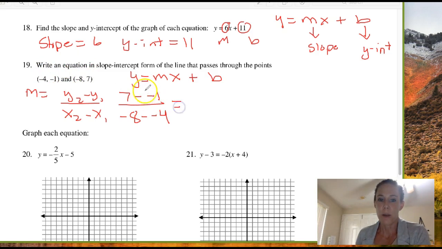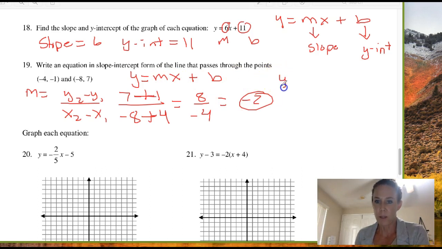Now I'm going to go ahead and do the math on that. Add that. 7 plus 1 is 8. Negative 8 minus negative 4, that becomes plus. So I have negative 8 plus 4. These are opposites. I subtract and then attach the sign of the bigger number. Negative 8 over 4, which reduces to negative 2. So there is my slope.